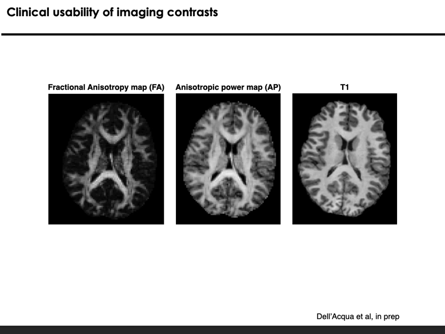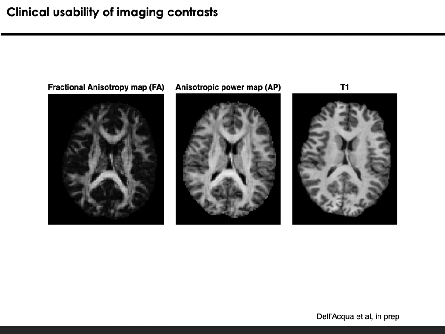And for those of you who work with diffusion data, you're probably all familiar with the fractional anisotropy or FA maps. Now, this new map that was made available by Flavio Dell'Acqua from London is called the Anisotropic Power Map. And the advantage of this map is that it provides a lot more anatomical features compared to the FA map. But all the information as encoded in the FA map is also available in the AP map.